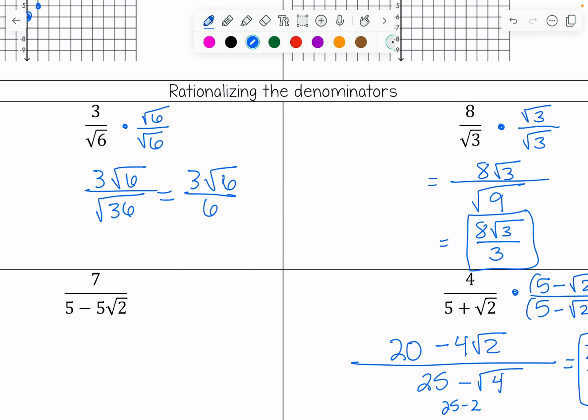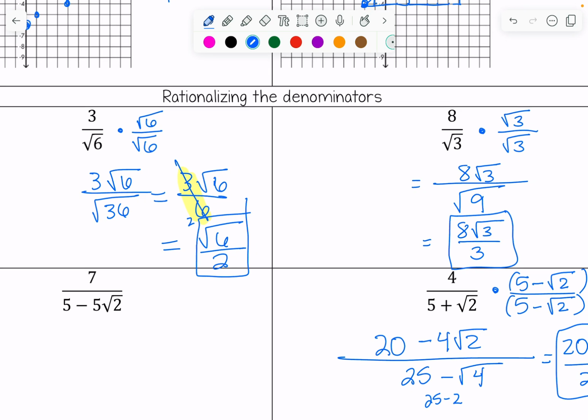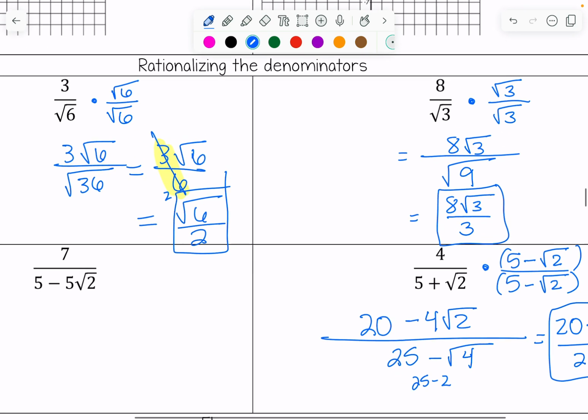Now I can simplify this. I can simplify the 3 and the 6. This will make square root 6 over 2 because that will drop down to a 2. There is our final answer. Take a look at the right side and double check.